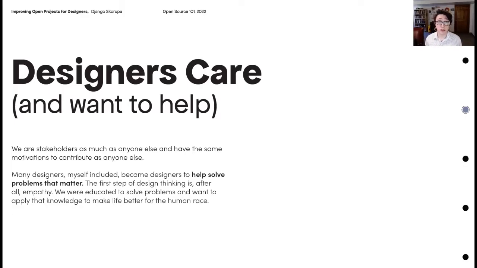And if you're a project maintainer for an open source project, you're probably nodding along going, wow, that's exactly why I'm doing this. Maybe you're not. But the philosophy behind design and the pursuit of design is very, very similar to the philosophy behind the pursuit of open source contribution. And we can use that to our advantage.